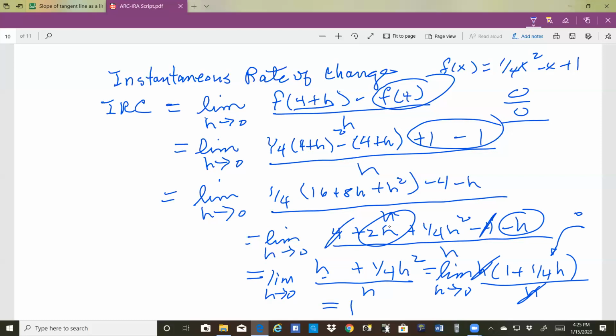And that is exactly what the app told us it was going to be as we got closer and closer to the 0.4. And remember, our estimate was 1.08, which was a fairly good estimate. But anyway, the instantaneous rate of change at that point was 1. And that's a real quick demo of how you do this.